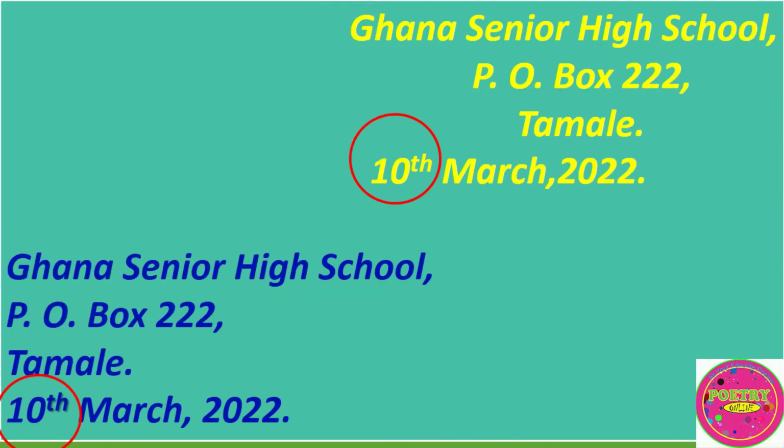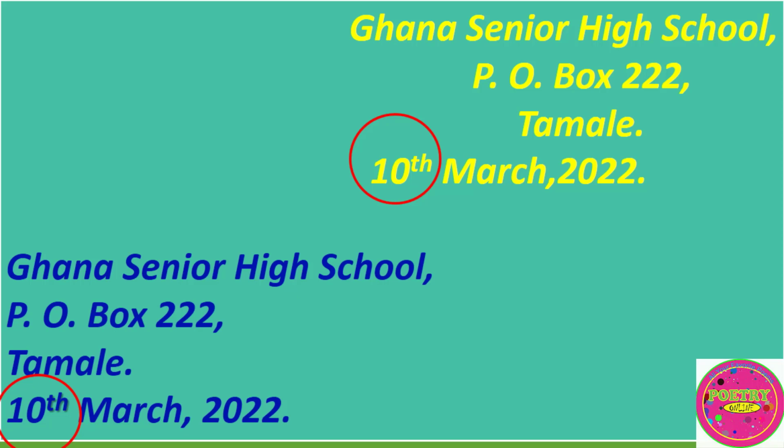Ghana Senior High School, P.O. Box 222, Tamale, 10th March 2022. This is the slanted way of writing the address. As you can see, P.O. Box 222 is not in line with the first letter of the first line of the address, which is Ghana. Also, Tamale is not in line with the first line or the second line of the address. This makes it the slanted form.